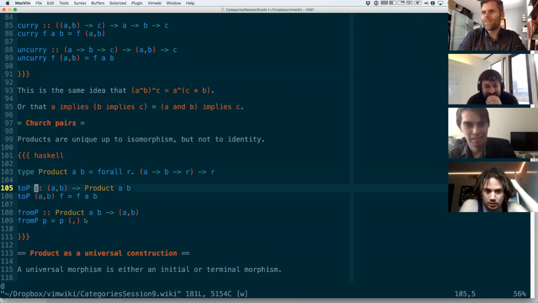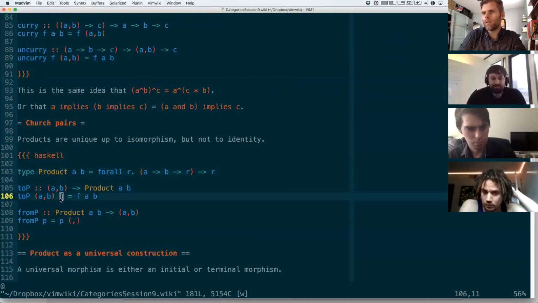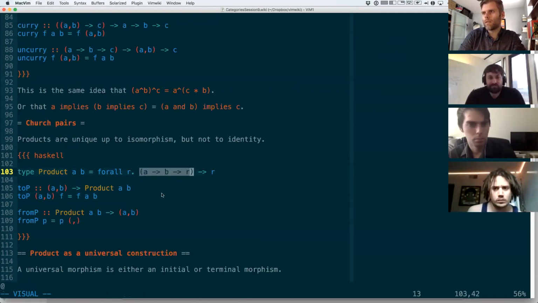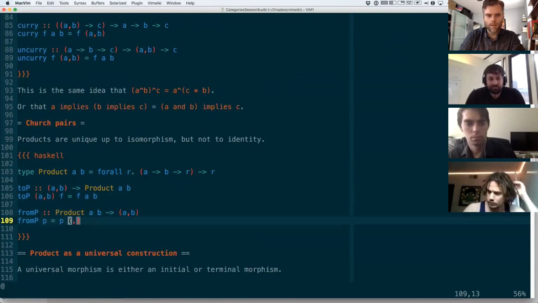All right, so two products here. I take a pair and I turn it into my product type. That's just applying the function f that is given as this argument to both A and B in the pair. And then I can turn my product into a pair just by sending it the comma function that produces the pair.